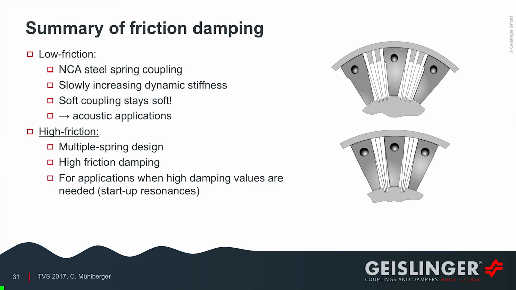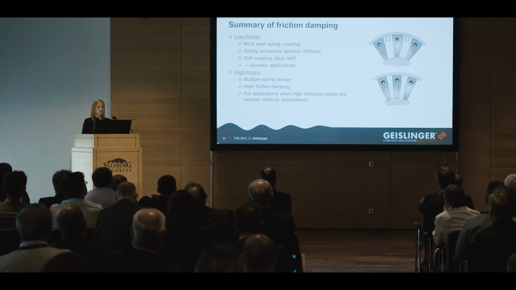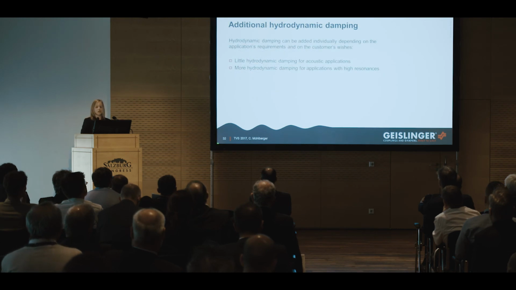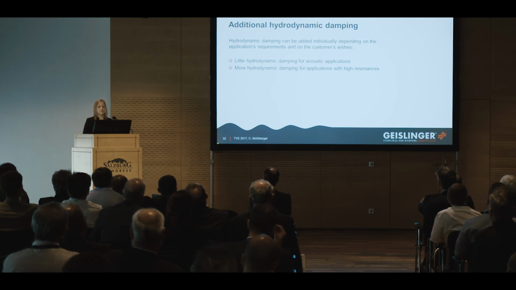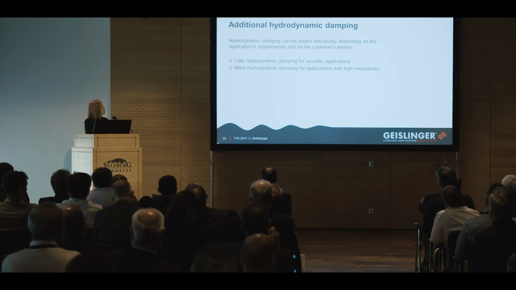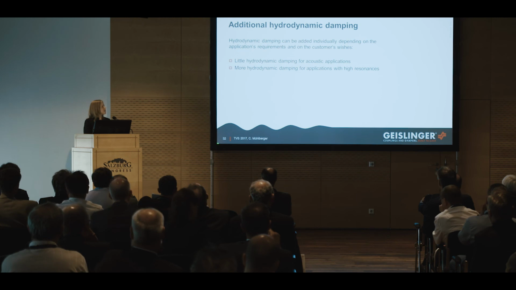I want to put a short summary on this whole friction damping topic. First, we had the NCA steel spring coupling with very low friction and slowly increasing dynamic stiffness. Then we had the high friction coupling with its multiple spring design, in contrast to before, and higher friction damping. And if someone needs more damping values, we can apply hydrodynamic damping individually and independent of the design of the coupling. So if the torsional vibration calculation shows very high resonance amplitudes that we want to lower, we can apply this hydrodynamic damping very freely. For example, for acoustic applications, we would apply less hydrodynamic damping than for genset applications where very high damping values in general are needed.